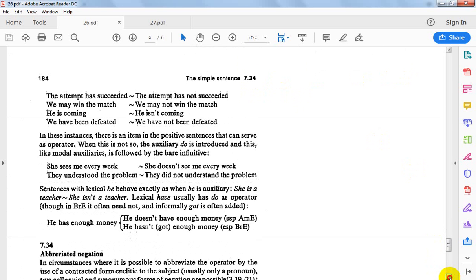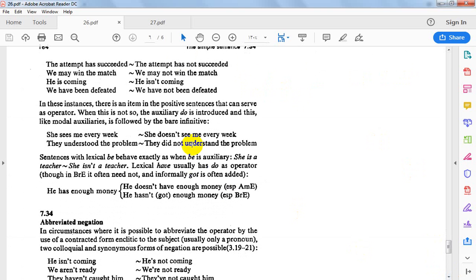Here I have more than one example. Listen: the attempt has succeeded. It is a positive sentence. I put not between the operator has and the predication. You know the predication: I exclude the subject and the operator, and what is left is called the predication. We may win the match, we may not win the match. He is coming, he is not coming. We have been defeated, we have not been defeated.